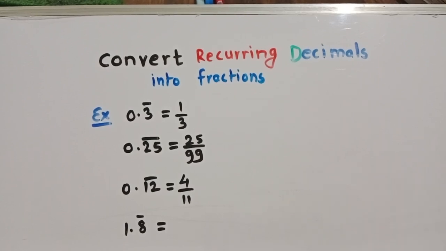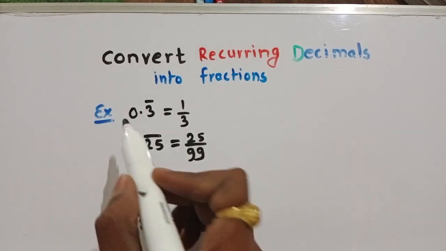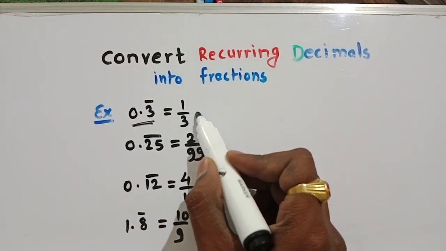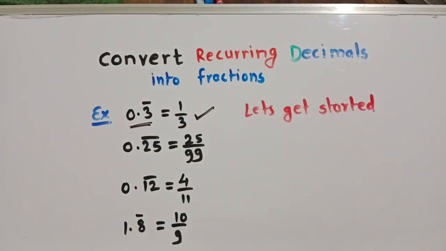And 1.8 bar equals 10 by 9. I hope you all are interested to know how we can convert recurring decimals into fractions. Let's get started.